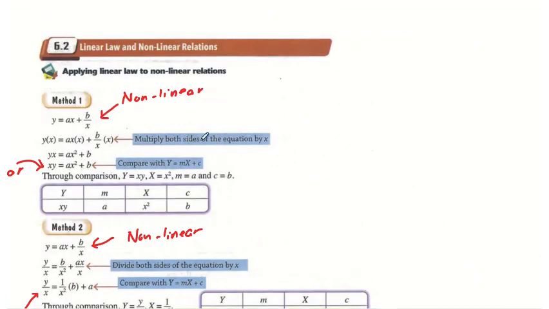Okay, now I want to teach you first the linear law and non-linear relations 6.2, applying linear law to non-linear relations. Linear to non-linear or vice versa. We have method 1 and method 2. For example, you are given one non-linear equation. Why is it non-linear? Because it is y equal to ax plus b x power negative 1, right? So x power negative 1 is non-linear.